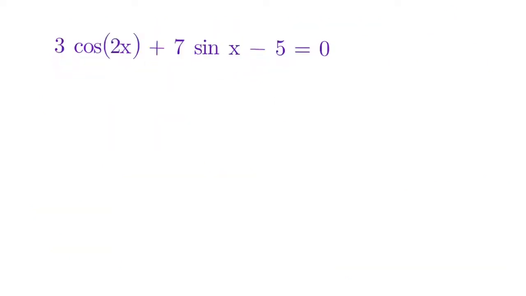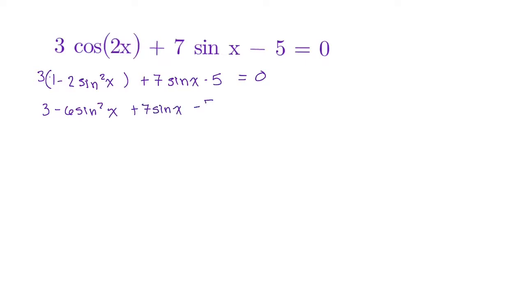Alright, so for this one, we see that we have sine and cosine, but cosine is a double angle, so we're actually going to rewrite that using a double angle trig formula. We want to rewrite it with just sine, so we use 1 minus 2 sine squared of x plus 7 sine of x minus 5 is equal to 0. So this gives us 3 minus 6 sine squared of x plus 7 sine of x minus 5.